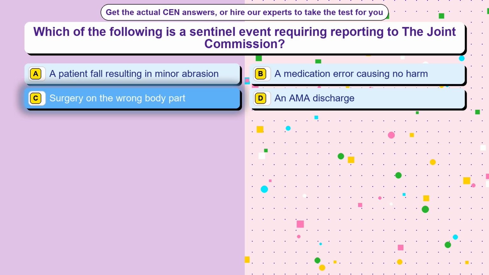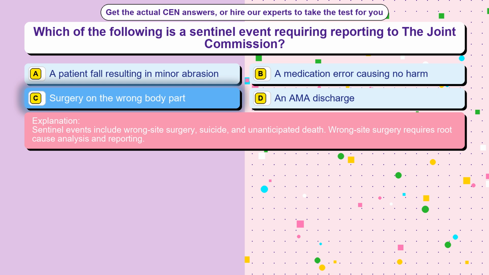The correct answer is option C, surgery on the wrong body part. Sentinel events include wrong site surgery, suicide, and unanticipated death. Wrong site surgery requires root cause analysis and reporting.